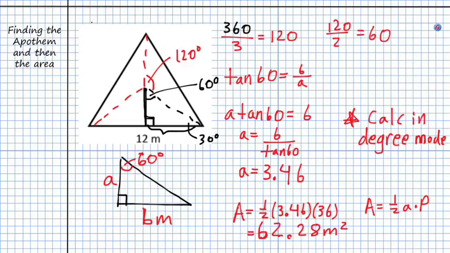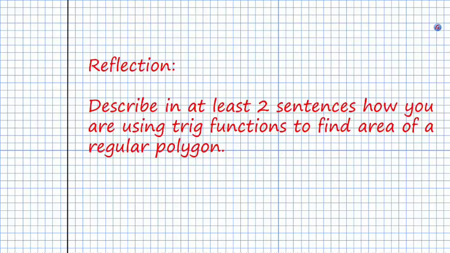And so we saw that, again, this is another place where we're pulling in a lot of skills that we've seen before and that we've used before, but now we're applying them in new and novel ways. So your reflection is to describe in at least 2 sentences how you're using trig functions to find the area of a regular polygon.